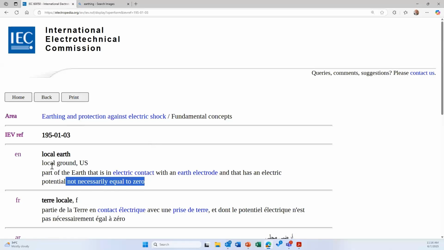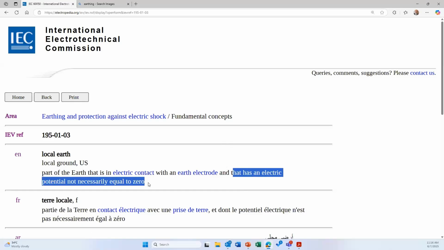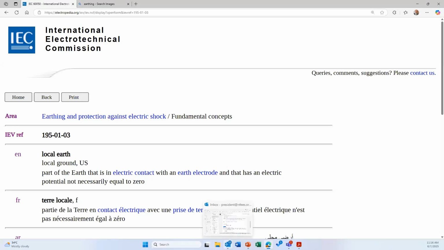Now, about local earth. Let's say, for example, you are in a room. What is the local earth in the room? It is an earth bus bar or an earth terminal in your room. That earth bus bar in your room is in electric contact with an earth electrode, though not necessarily directly. Somehow the earth bus bar in your room is connected to an earth electrode and need not have a potential equal to zero. So fundamentally, there is a big change in the definition in recent years.